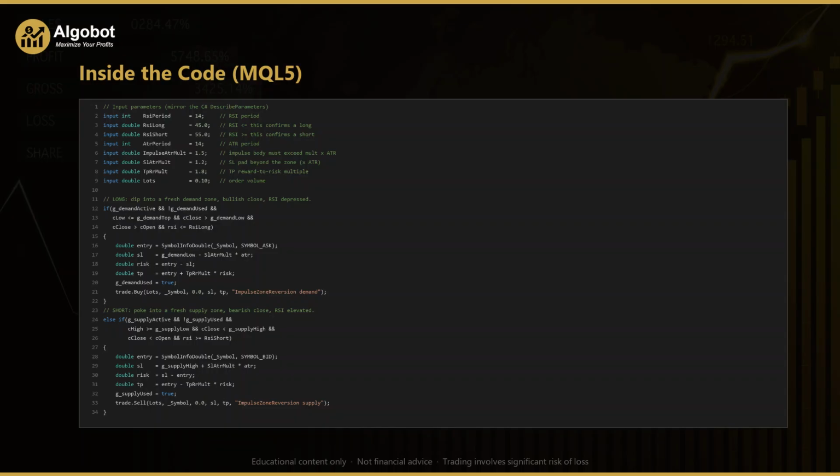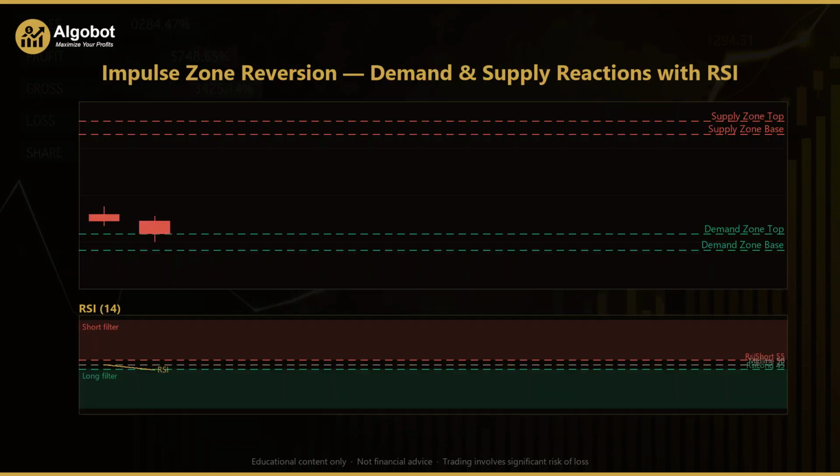This is educational only. Let's bring this to life on the chart, candle by candle, following one long trade and then one short trade. Underneath the price, you can see the RSI subpanel, with the green RsiLong line at 45, the gray midline at 50, and the red RsiShort line at 55. Watch the first two candles.